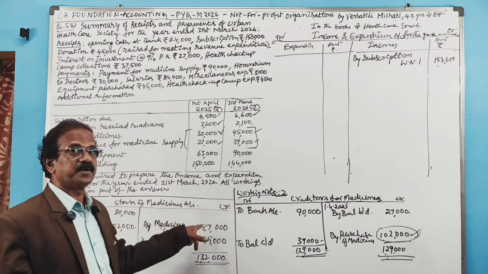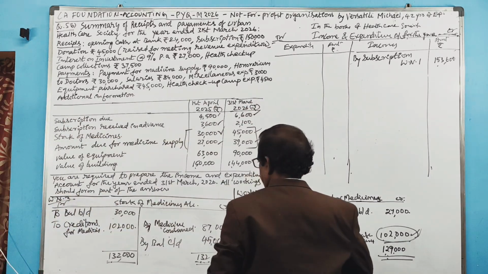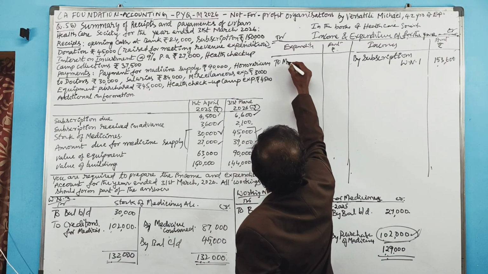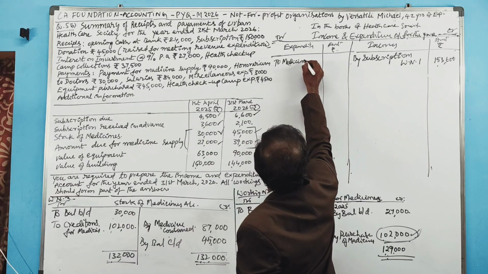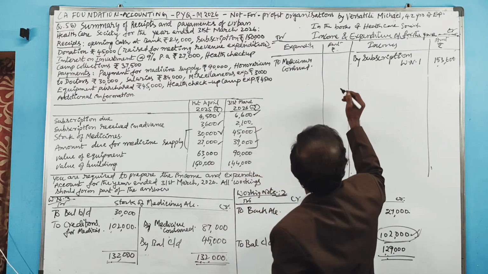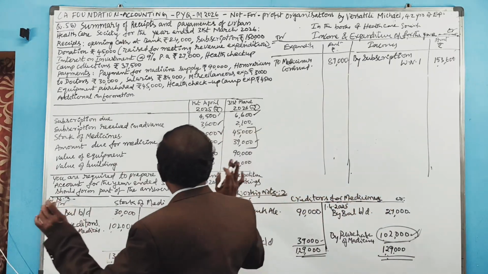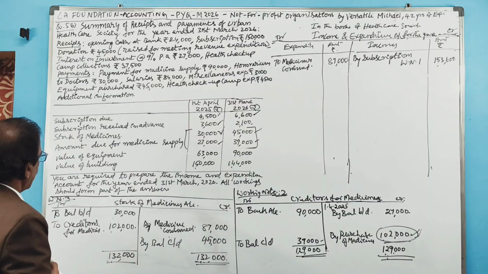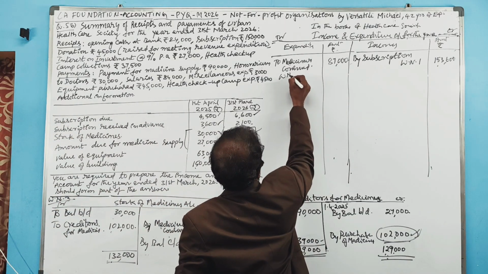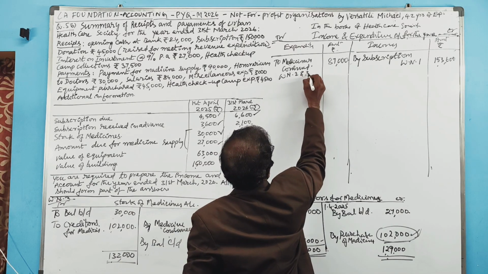This consumption of medicines is to be taken as expenditure in income and expenditure account. So debit side to medicines consumed. Medicines consumed. How much is this? 87,000. So two major working notes are over. Now this is according to working note 2 and 3.